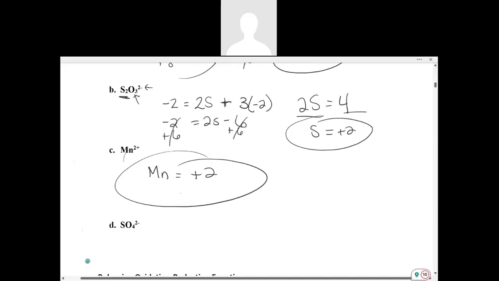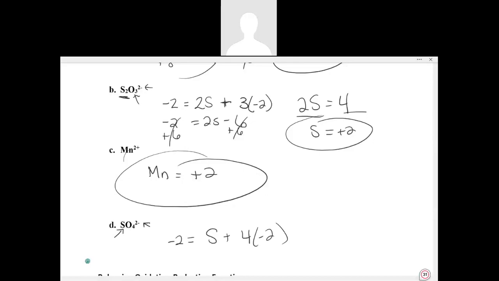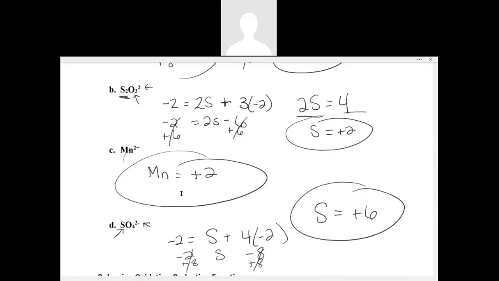And now, last but not least, we'll solve for sulfur once again. We only have 1 here. So we're going to set everything equal to -2, solve for sulfur, and then we have 4 times -2 for oxygen. So we get sulfur minus 8 equals -2. We're going to add 8 to each side here. So we're going to see that sulfur now has an oxidation number of +6 in this polyatomic ion.